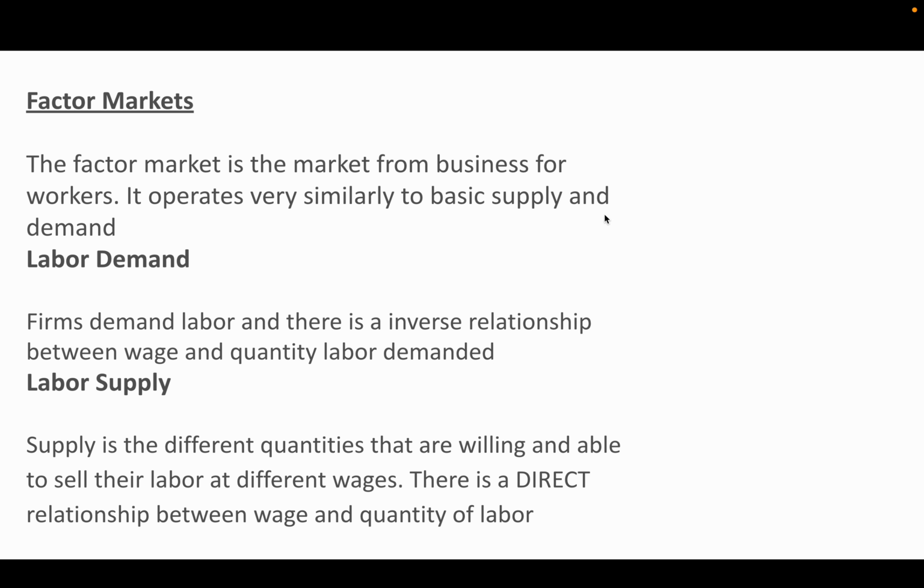We're going to be going over the labor market. You're going to see a lot of similarities between the labor market and basic supply and demand that you learned earlier, or other types of market structures. So before you go into this, make sure you understand supply and demand, make sure you understand different types of market structures, and then you'll be able to understand the labor market really well.